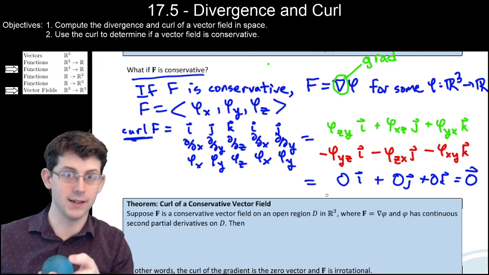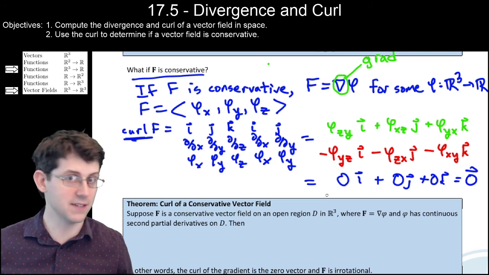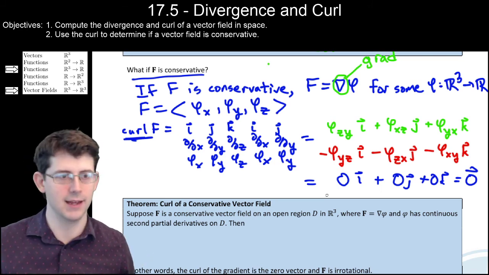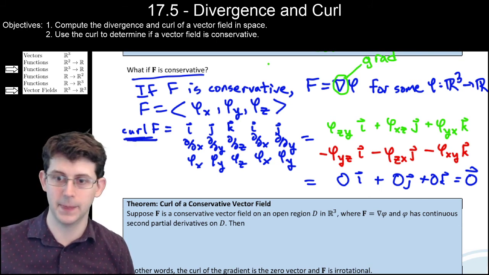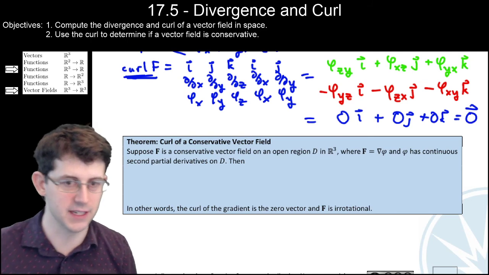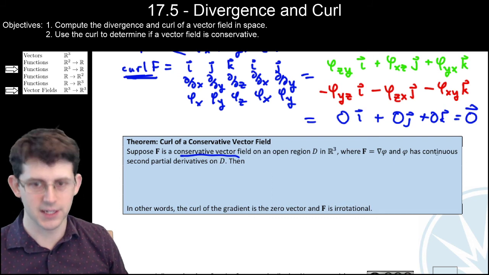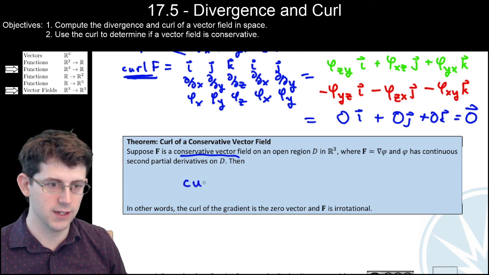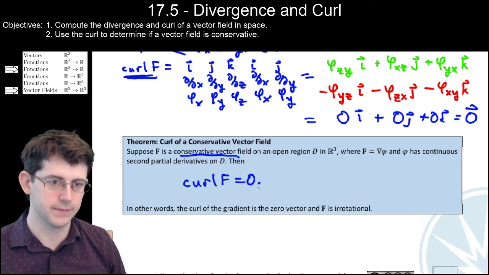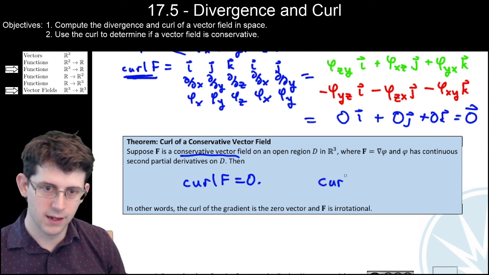So the curl of a vector field and a vector field being conservative are linked in this way. If the vector field's conservative, where it never helps you spin, then the vector field doesn't have any rotation. The curl is 0. And that's this theorem. Suppose f is a conservative vector field, so it's the gradient of a function, and the function has continuous second partials, which is what we needed to make this argument. Then curl f is 0. So in particular, if you take the curl of the gradient of anything, you get 0.